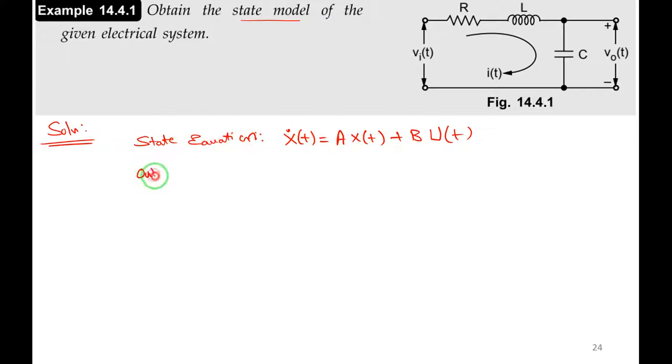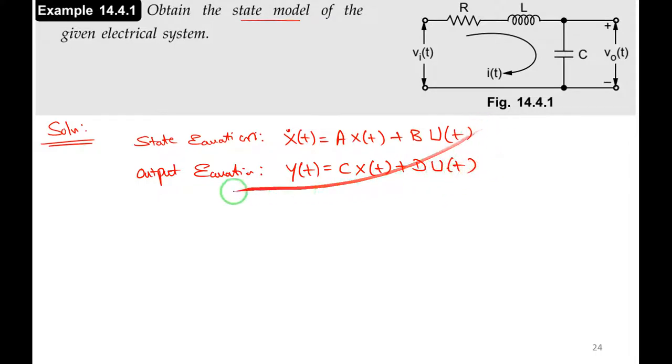Similarly, let me write the output equation. The output equation is y of t equals C into x of t plus D into u of t. We are using the same x of t and u of t, but instead of A and B we use C and D. These two equations together represent the state model of the given system. It may be an electrical system or a mechanical system, right?